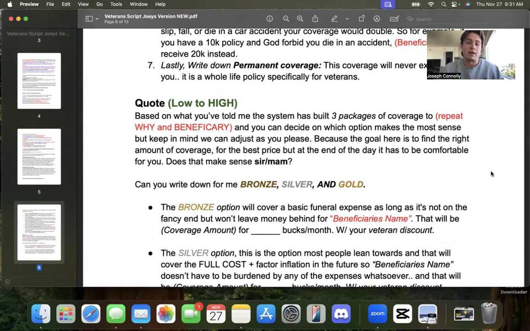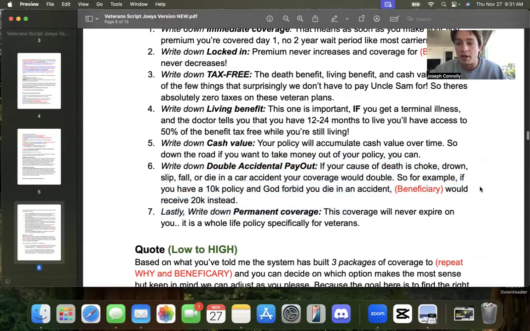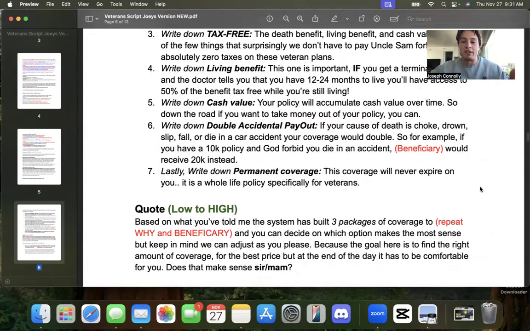So, all right, sir. Based on what you've told me here on wanting to make sure that we get that burial cost covered for your daughter, Janice, the system has built 3 packages of coverage. Just to pause real quick, notice how I'm saying the beneficiary's name as much as possible. I'm going over the benefits, right? Like you and Janice never have to pay taxes. Janice will receive double the money, right? I'm bringing up the beneficiary's name as much as possible, and you want to do that throughout the entire script.